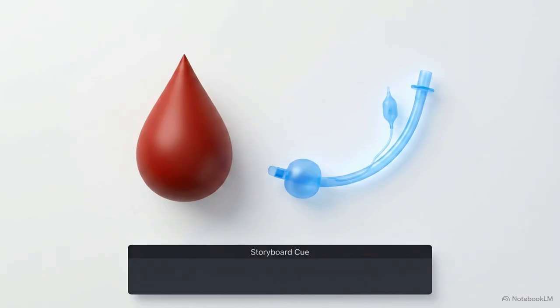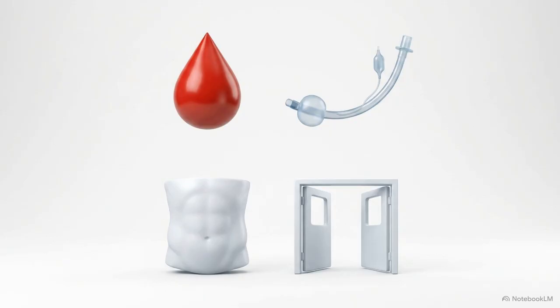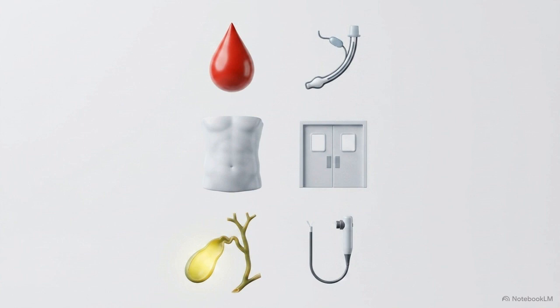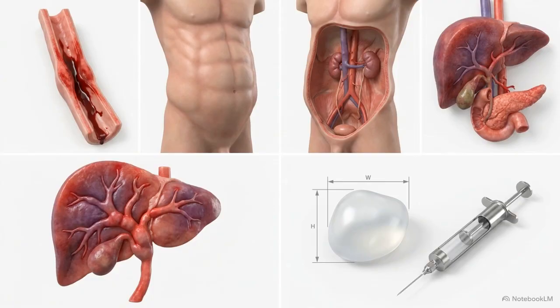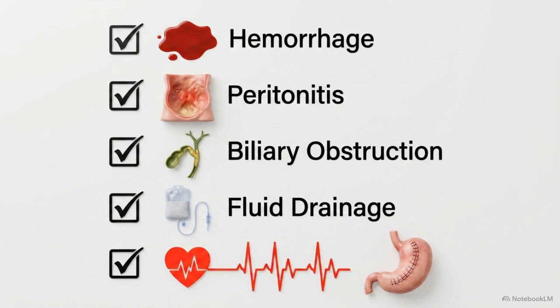Unstable bleeder, airway first. Peritonitis or free air, open abdomen. Obstructed, infected bile, ERCP right now. Pus over 4 centimeters, drain it. Post-op tachycardia, it is a leak.